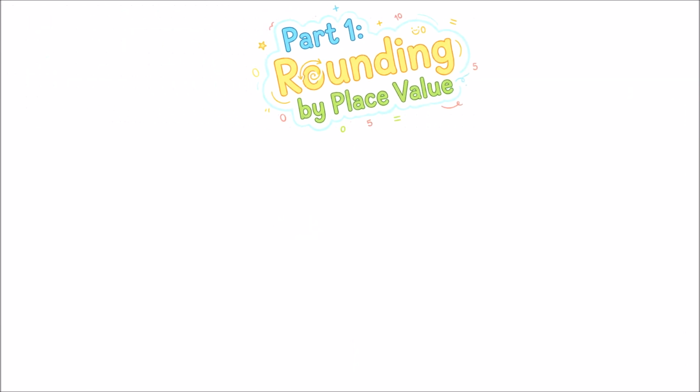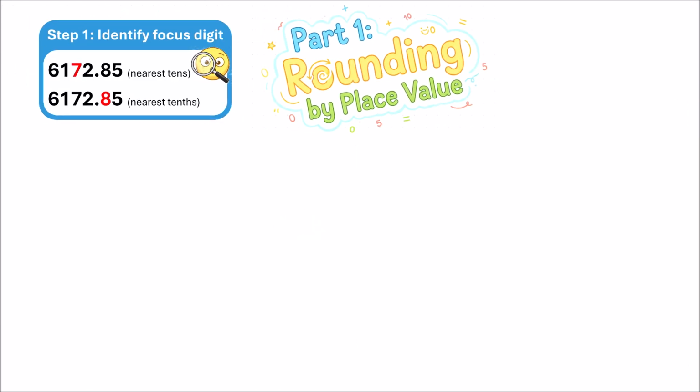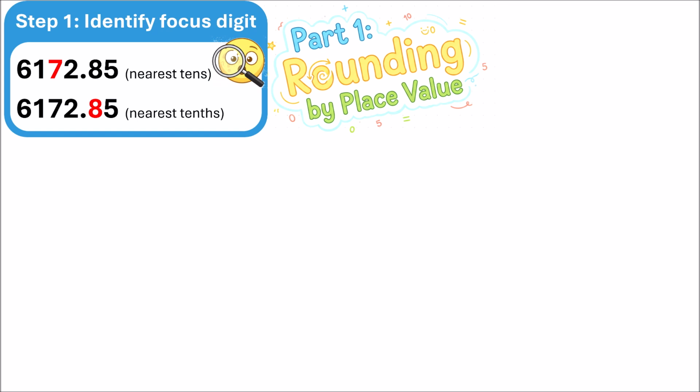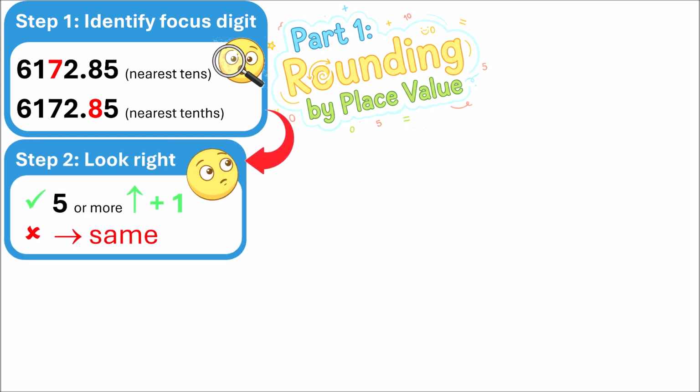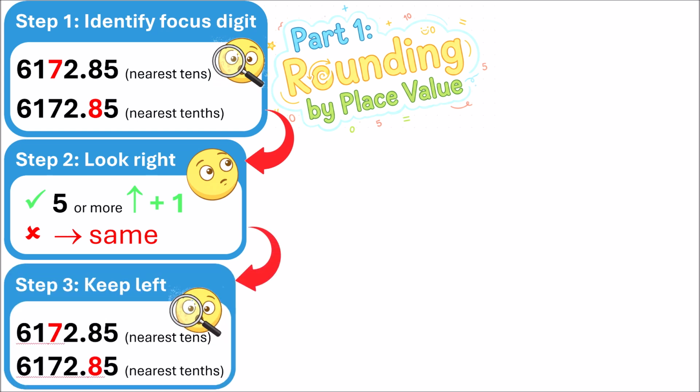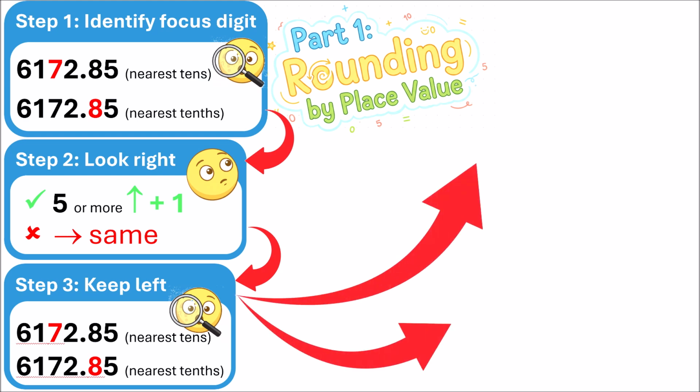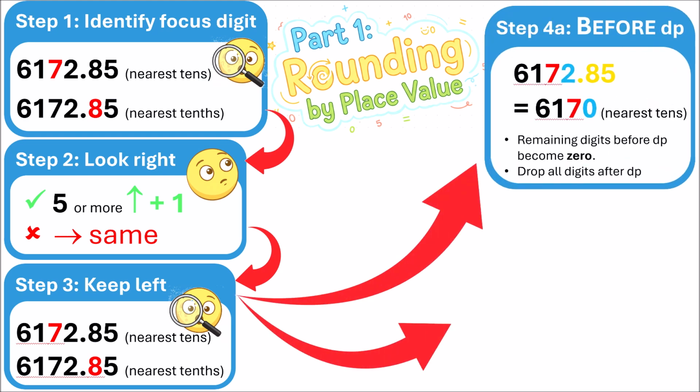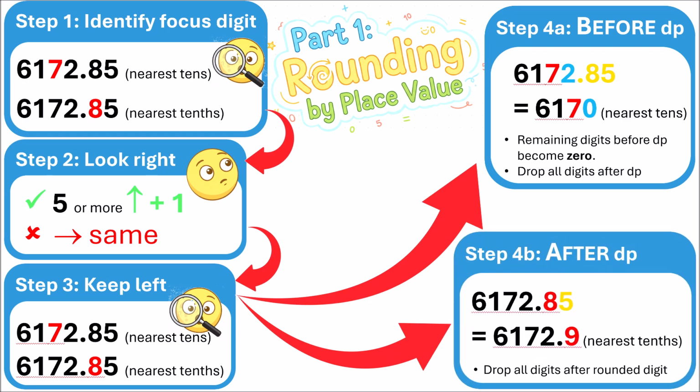Let's summarize what we've learned about rounding by place value. Step 1. Identify the focus digit, followed by step 2. Look at the digit to the right of the focus digit. Next, in step 3, keep the rounded digit and all the digits on its left. You have two possible routes next. If the rounded digit comes before the decimal point, all remaining digits before the decimal point become 0, and drop all digits after the decimal point. If the rounded digit comes after the decimal point, drop all digits after the rounded digit.